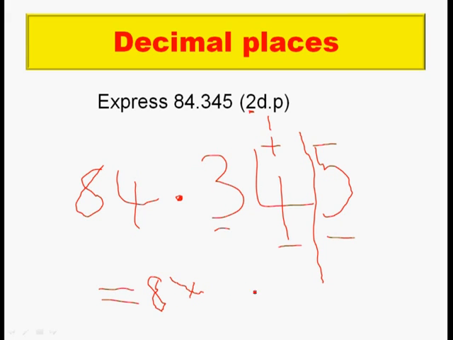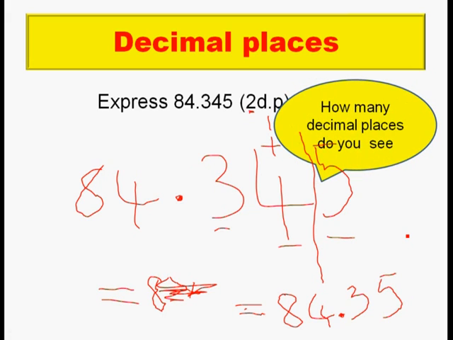Okay, let me rewrite it. So don't ignore this one. So let's say equal to 84.35. Then my next question to you is, how many decimal places do you see now? 1, 2. So what we did, we expressed this number here correct to 2 decimal places, and we got this answer. So simple. Let's go to the next one.